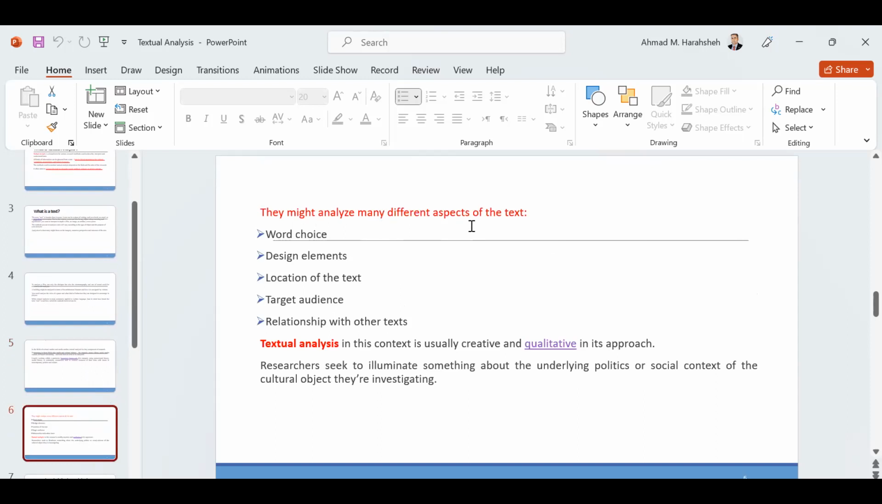They might analyze many different aspects of the text. احنا لما بيجينا أي نص يا جماعة بدنا نحلله، أولا في عندي الويرد تشويس، اختيار المفردات اللي موجودة فيه، الديزاين element، location of the text. هلا اطلع لي على مثلا إعلان، بدك تشوف الكلمات اللي اختارها.